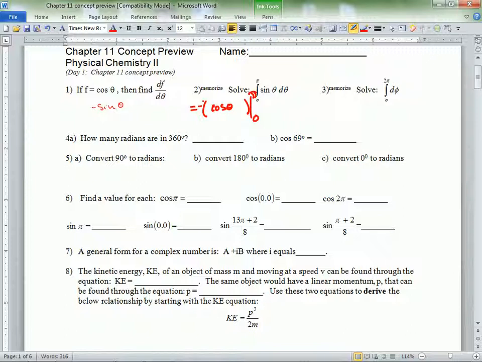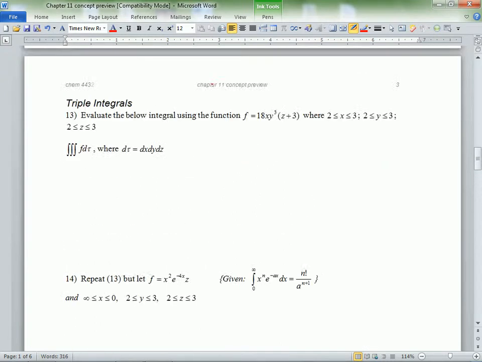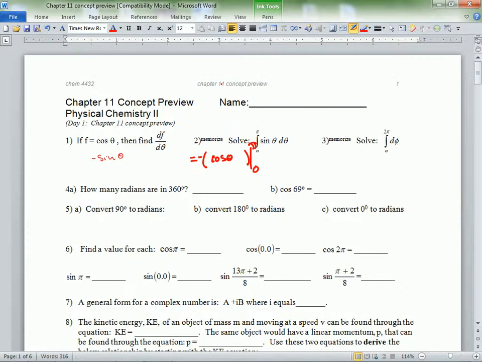Cosine of pi is what? Negative 1. Now, let's see if we had a review of the unit circle. We don't. Okay, we better do that. But let's just write down the answers first. So it's negative 1, and then you subtract the cosine of 0, which is plus 1. So a negative 1 minus a positive 1 is a negative 2, times a negative 1.